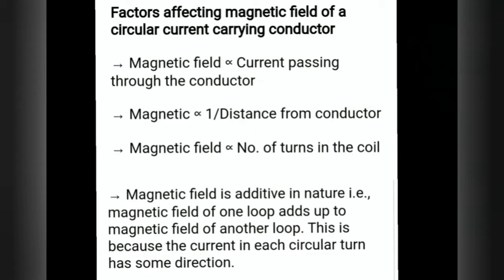And the next point is magnetic field is directly proportional to number of turns in the coil. This means if we have more number of coils of a wire, then more magnetic field will be produced. Therefore, if the number of turns of the coil is more, then automatically the magnetic field will also increase.